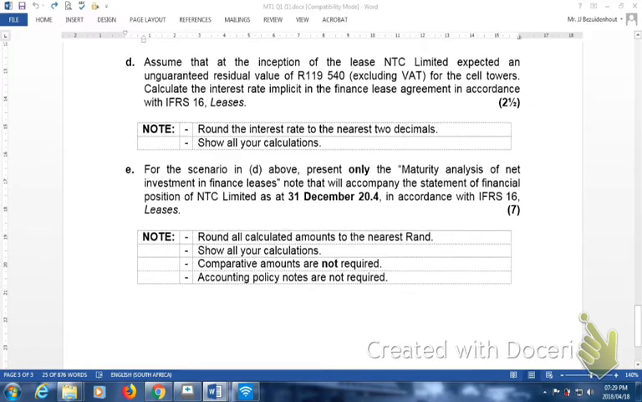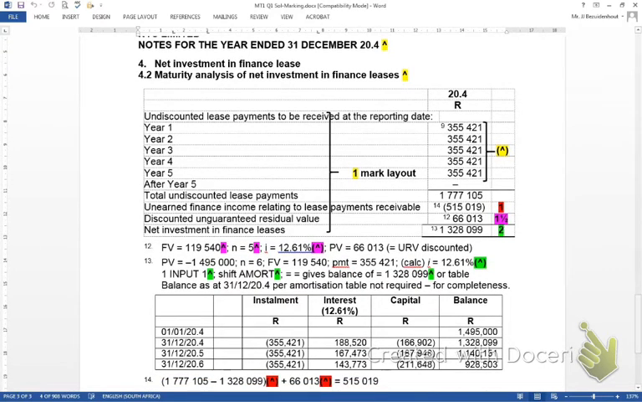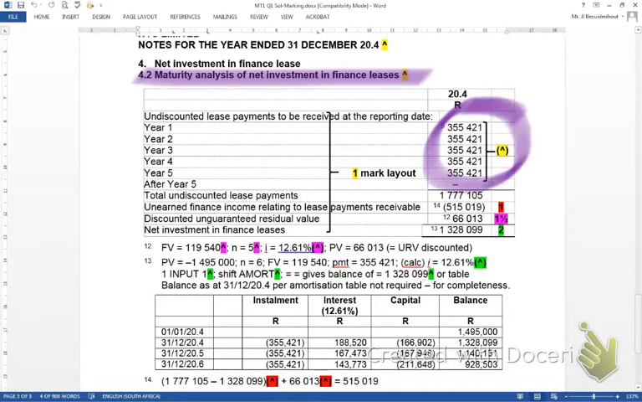And part E says, for the scenario in D above, present only the maturity analysis of net investment in finance leases note. So only that part of that previous note that we had to do in C, only the maturity analysis part is now required. So let's have a look at what should be done there. Now there you've got the notes in front of you. And firstly, it says maturity analysis. So what do we do? We look at what the future installments will be.